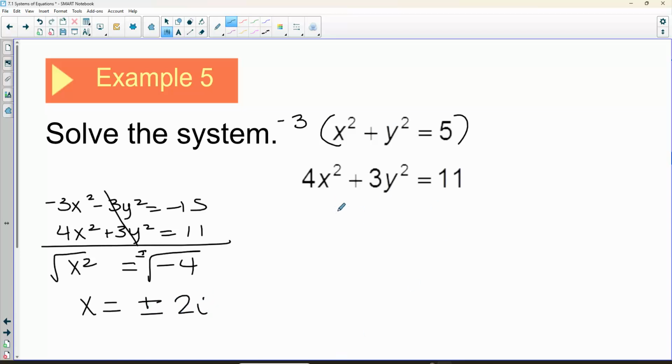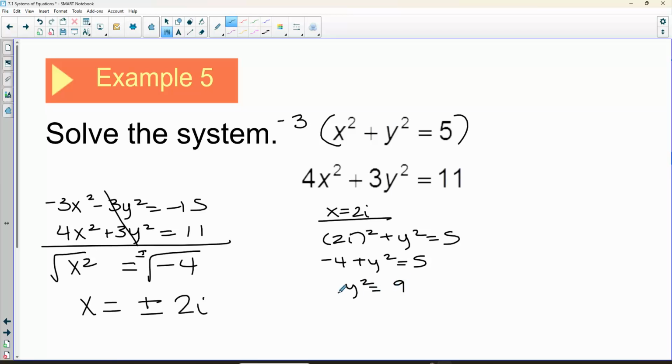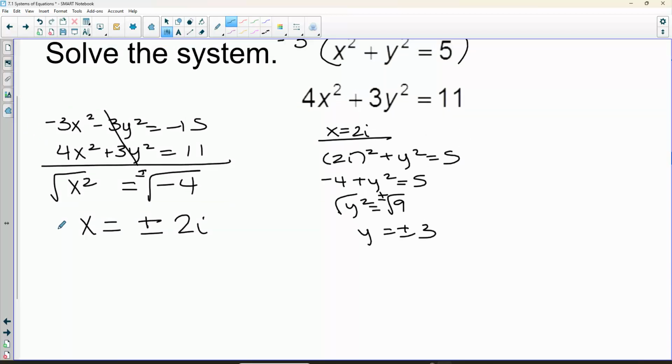2i. Okay. So if I do that, I have to come back and plug it in. So if x is 2i, put it in the first one. We have 2i squared plus y squared equals 5. 2i squared is negative 4. So y squared is 9. Square root plus and minus. So I get positive and negative 3. So that means when x is 2i, y could be 3. Or when x is 2i, y could be negative 3.